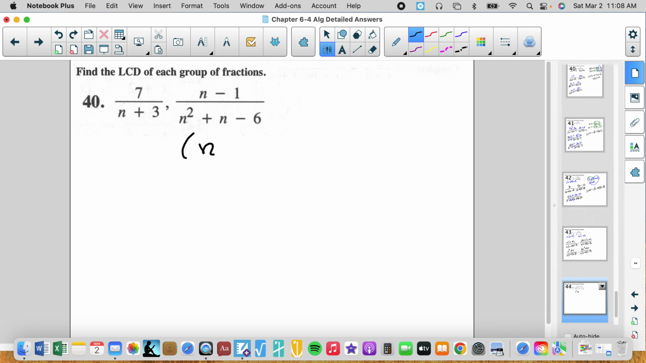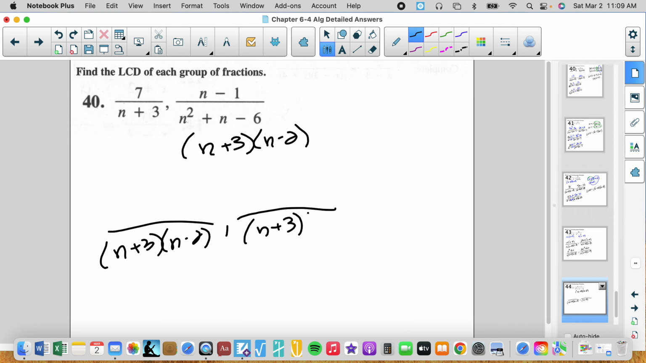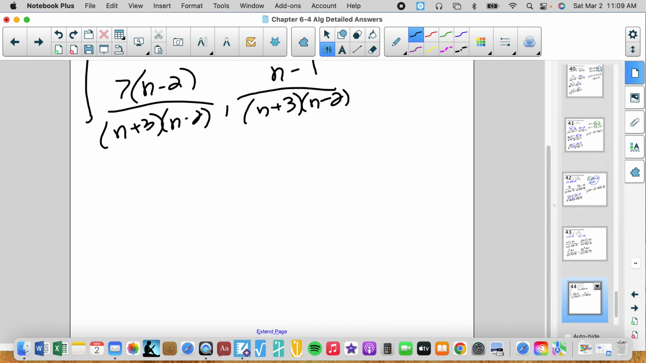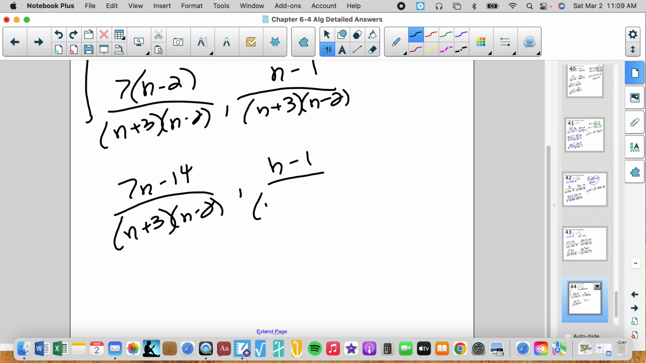So that's going to be n plus 3, n minus 2. So we already see what the common denominator is, n plus 3, n minus 2. We know that that's not going to change. It already has the same denominator. What's this missing? So we take the numerator and multiply by what it's missing. So my common fraction is going to be 7n minus 14 over n plus 3, n minus 2. N minus 1 doesn't have to change because it was the common denominator.